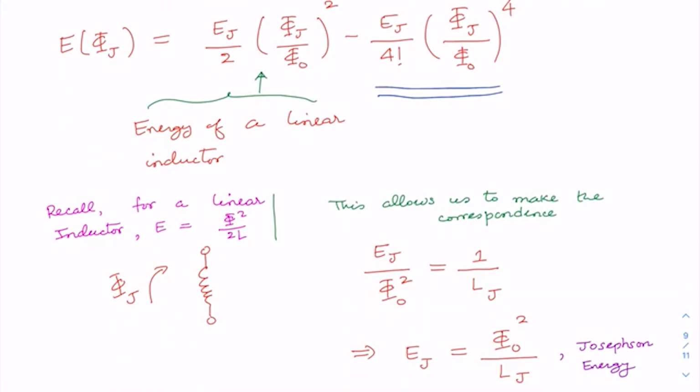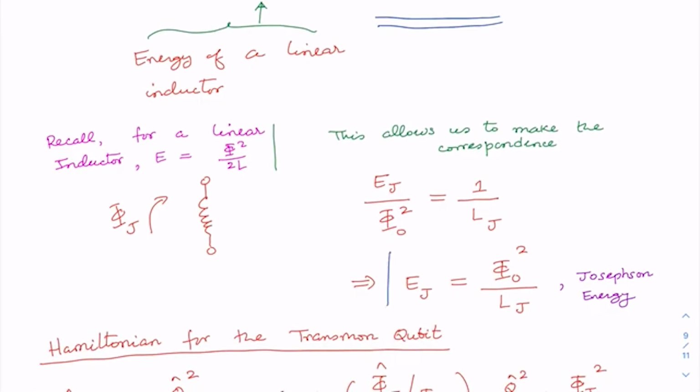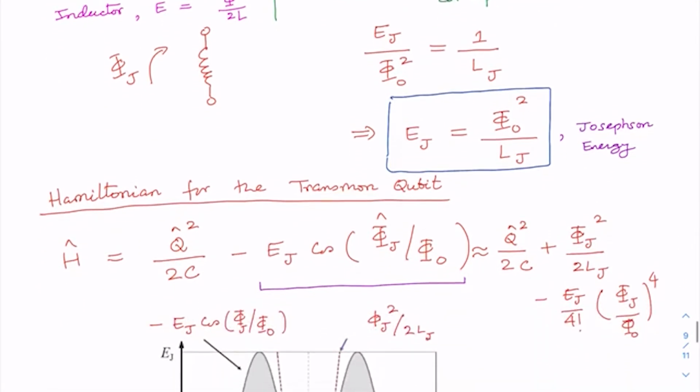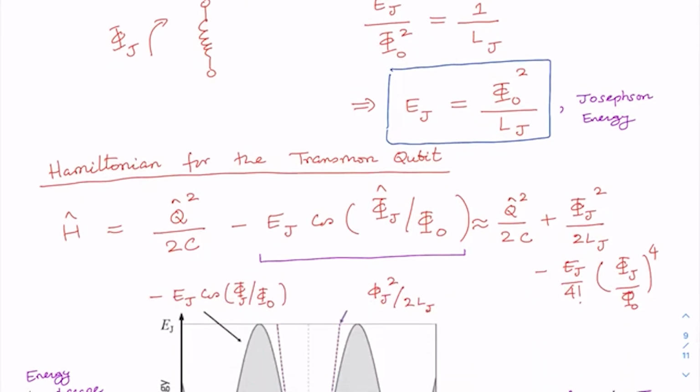And recalling the linear inductor, we know the energy in a linear inductor is magnetic flux squared divided by twice L. So this allows us to make a correspondence, and thereby we express the Josephson energy as the magnetic flux quantum squared divided by Lj, where Lj is the inductance. And then we wrote the total, full Hamiltonian for the Transmon qubit. So we have this charging energy part and this potential energy part.